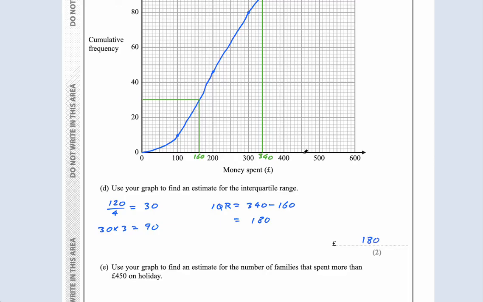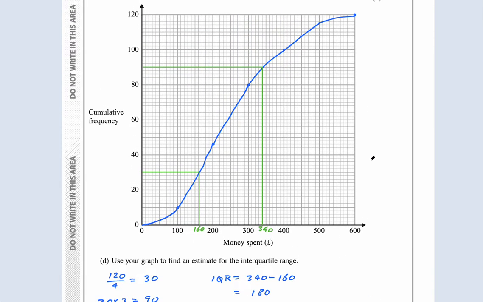I guess if you drew a perfect graph, you'd have somewhere in between them, so my graph is not perfect. Anyway, for part E, use your graph to find an estimate for the number of families that spent more than £450. So I need to go to £450, which is here. I go up and across there. Now these are 2s, so 102, 4, 6, 8.